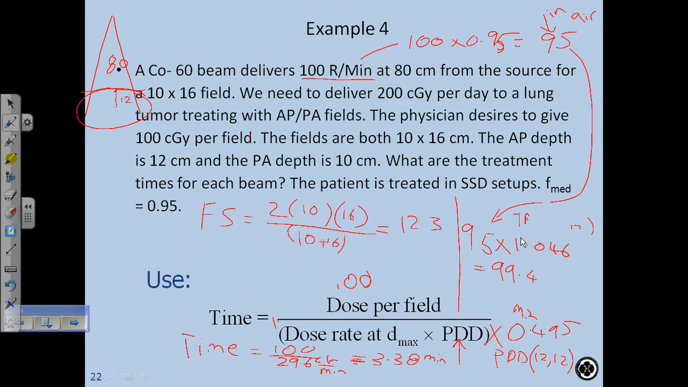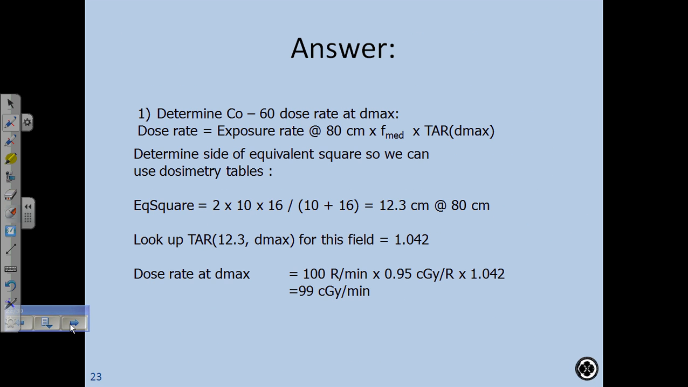Then now we can use the PDD. This PDD is correct. So times 0.0495, which is the PDD for 12 by 12, and that's equal to what? 49.2. And then what does that come out to? So 100 divided by that? Yeah. 2.03. Aha. That sounds like what we got in the next slide.